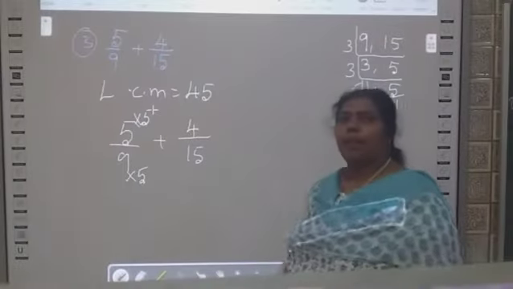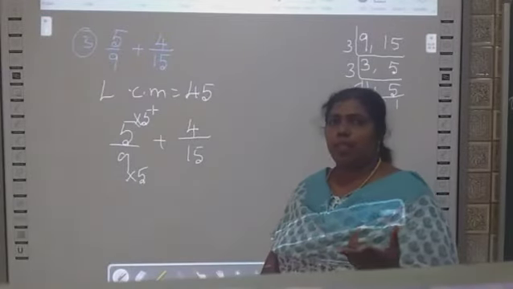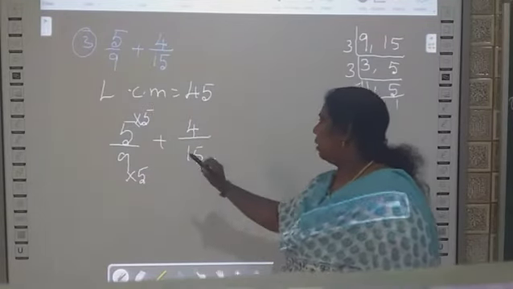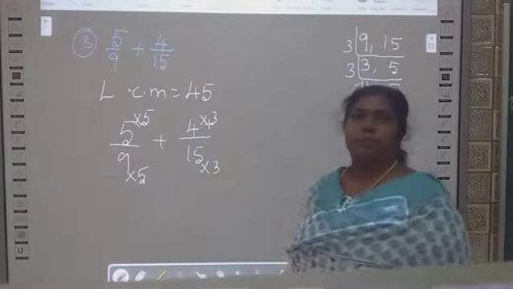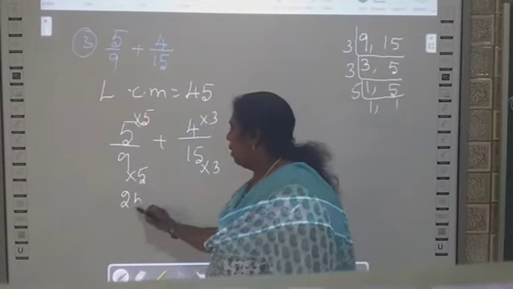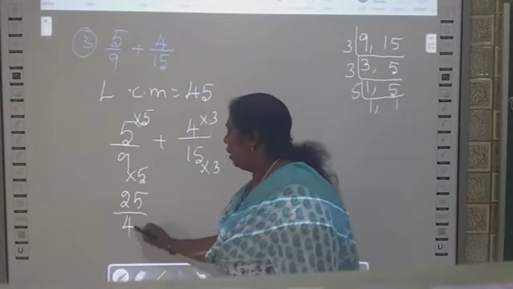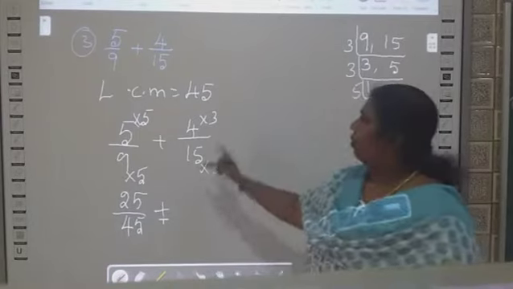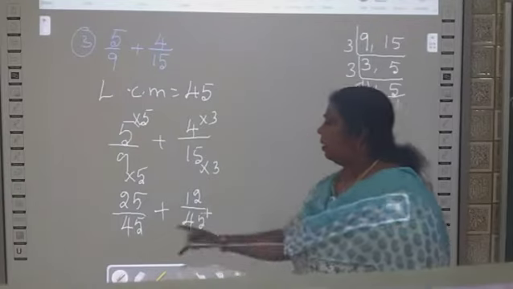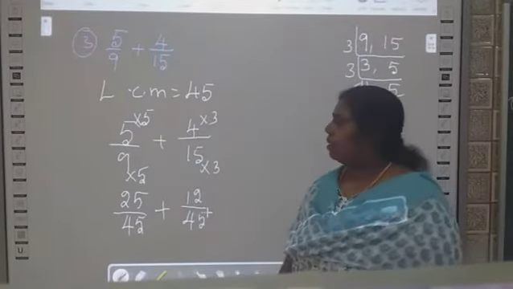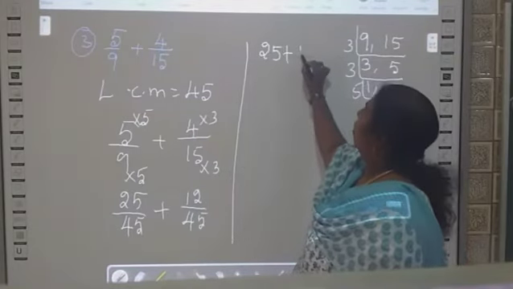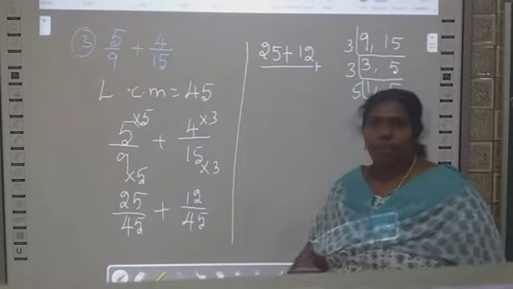Then 15 how many times? 1 time 15 is 15, 2 times 30 will come, then 3 times 45 will come, right? So here we have to multiply by 3. Here also 3. Understand? Yes. Now 5 times 5 is 25 divided by 45 plus 4 times 3 is 12, 12 divided by 45. Now these two fractions are like fractions, isn't it? Yes. 25 plus 12 divided by what? 45.